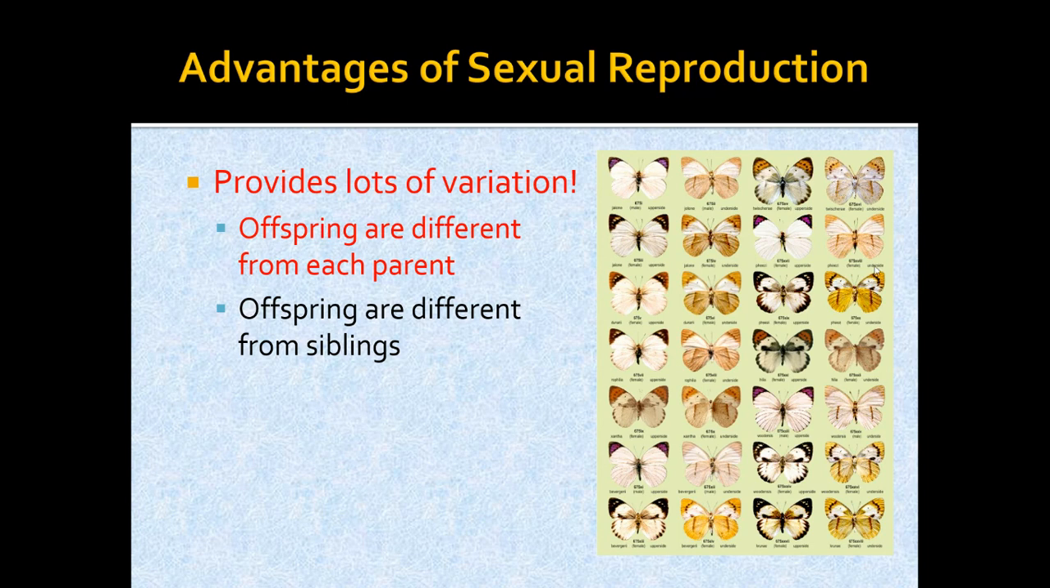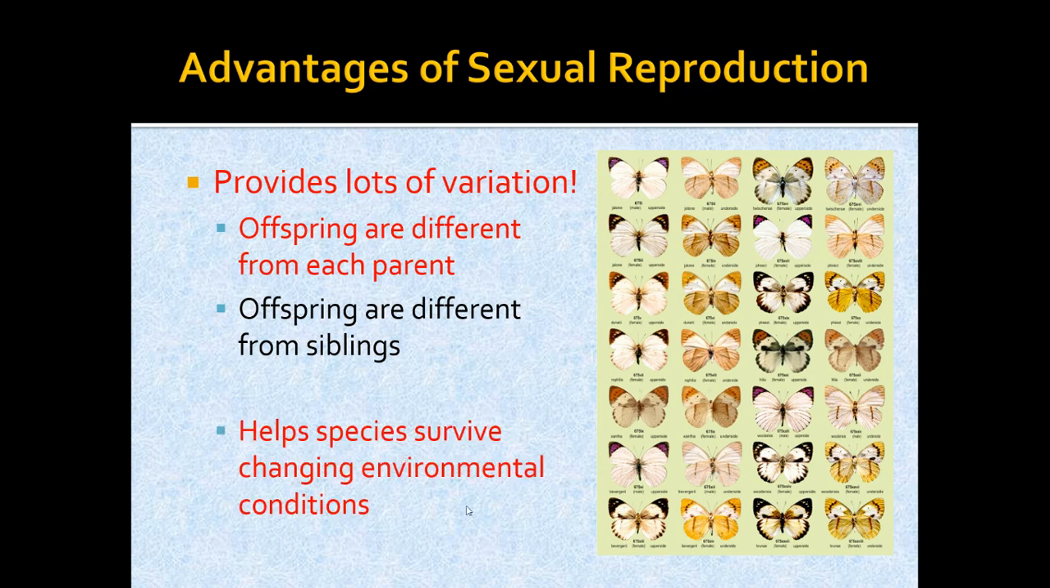Okay, so you will see here they have the same shape, but varying colors. Slight difference maybe between this one and this one. This one is a little yellowish, this one is brownish, but still they are different. And maybe the way they adapt to their environment will be a little different too, which will help them and enable them to survive in that environment. It helps species survive changing environmental conditions.